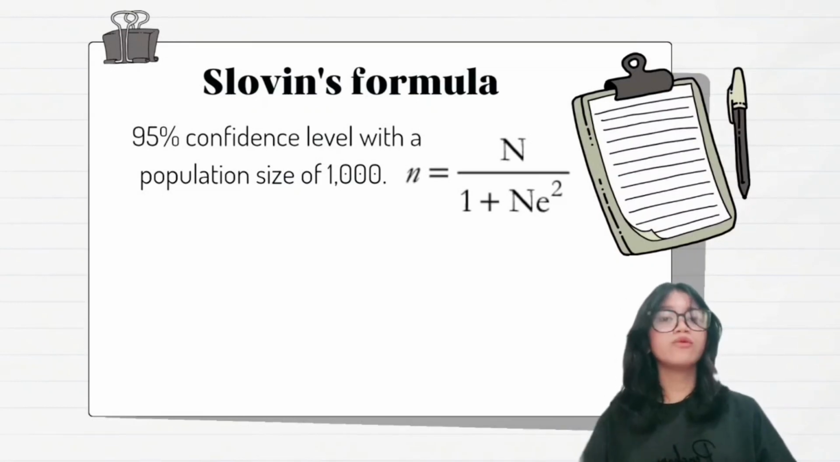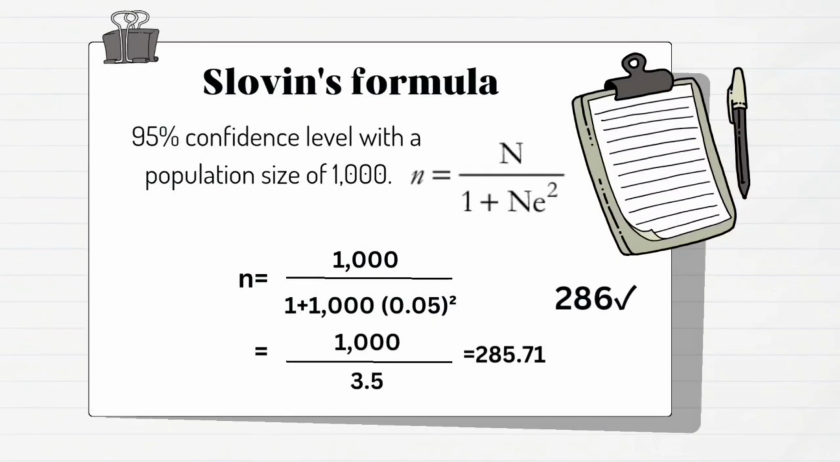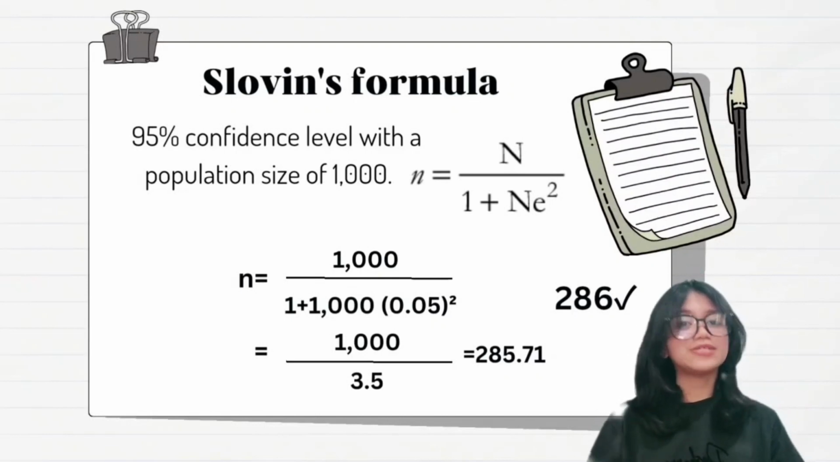In this example, we will use 95% confidence level with a population size of 1,000. So we have 1,000 over 1 plus 1,000 multiplied by 0.05 squared is equal to 1,000 over 3.5 equals 285.71. It should be a whole number, so ira-round off natin ito. 286 is our sample size. So with the use of Slovin's formula, we got 286 sample size from the 1,000 population size.